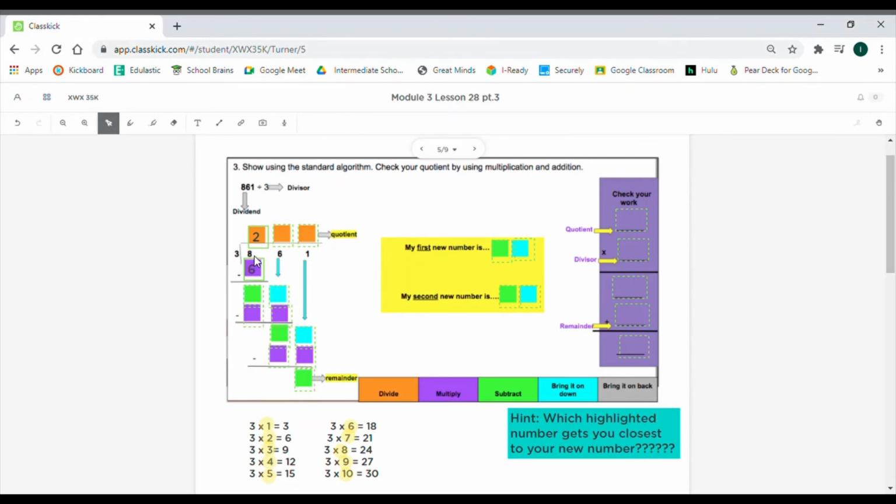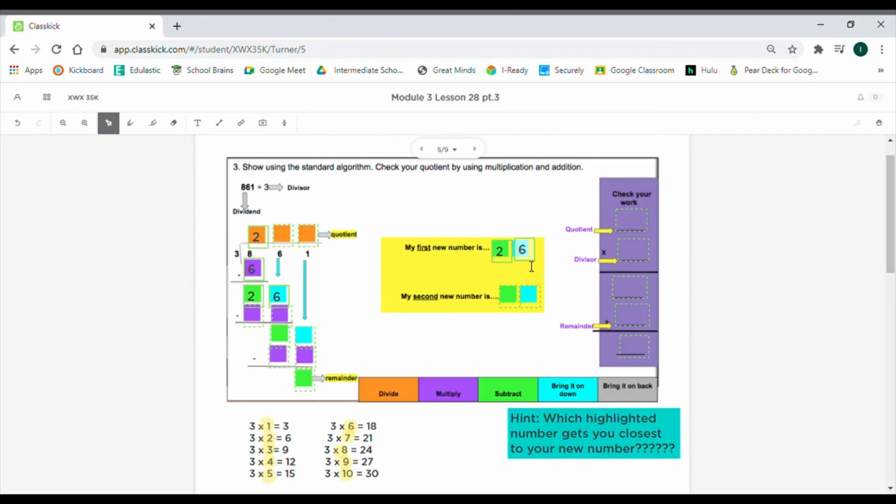Then you subtract 8 minus 6. Did you get 2? If you got 2, way to go. Then you bring it down. Did you bring down 6? Oh, easy peasy. That bring down is my favorite part because it's super, super easy peasy. So your first new number should have been 26. Did you get 26 as your first new number? If you didn't, make sure you're fixing it on your paper.